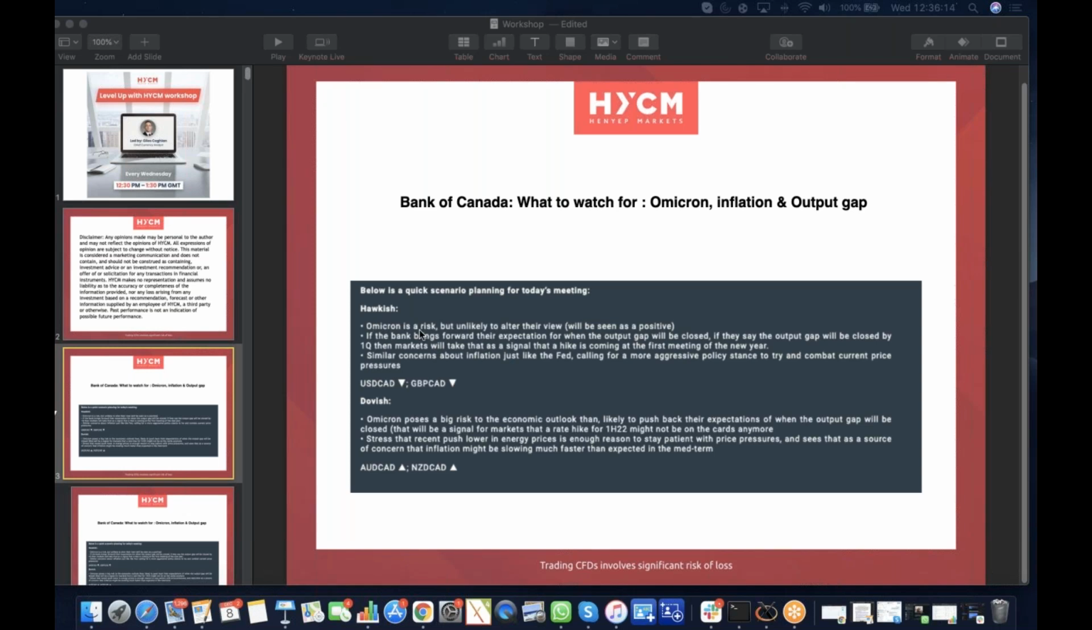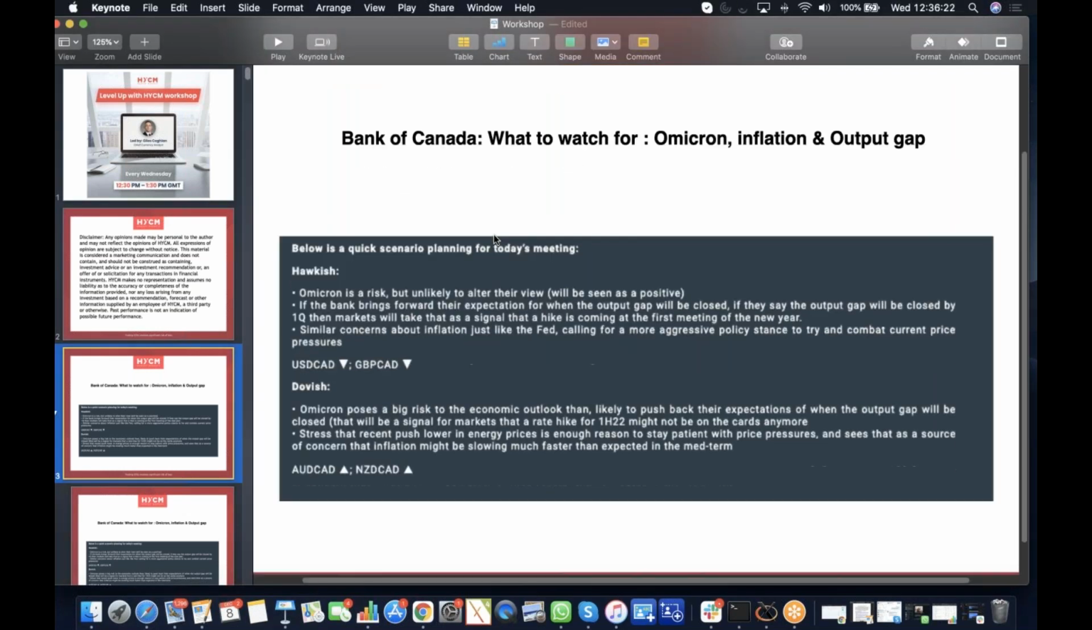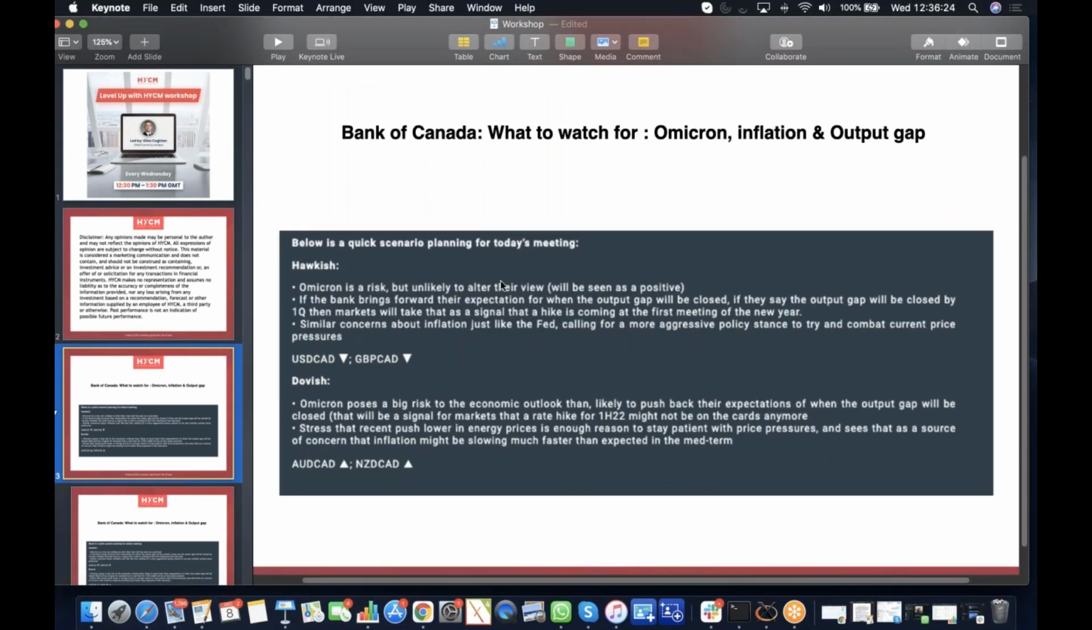If they say that Omicron is a risk, but is not going to change their view, that's going to be seen as positive. Now think of the Reserve Bank of Australia. The Reserve Bank of Australia met this week, and they acknowledged Omicron as a risk, but downplayed its importance. That's been positive for the Aussie.